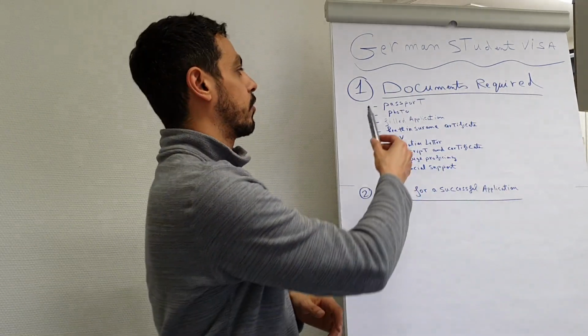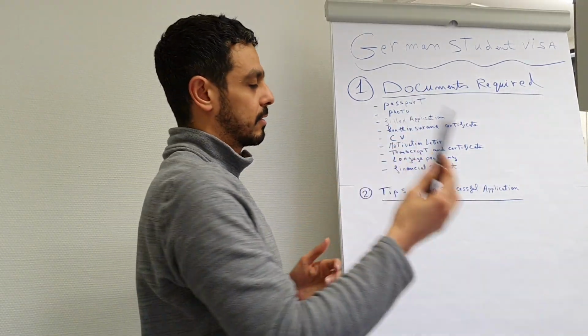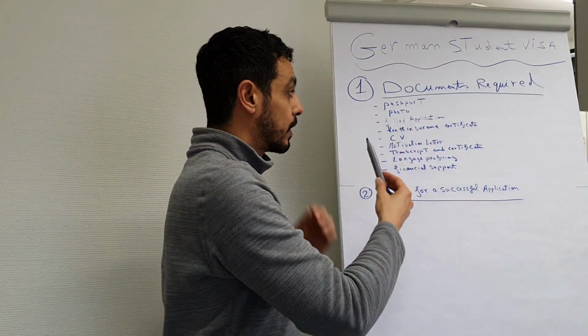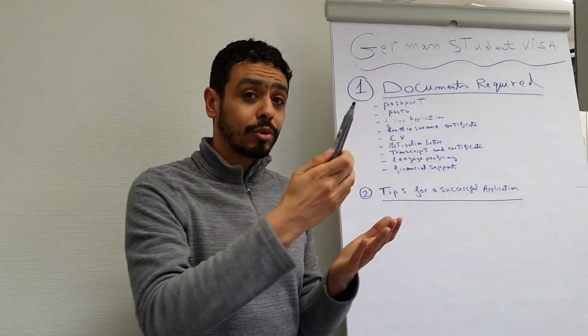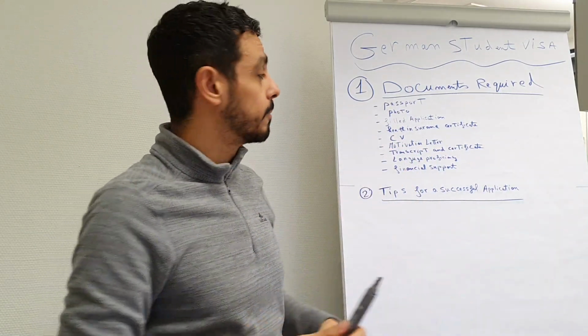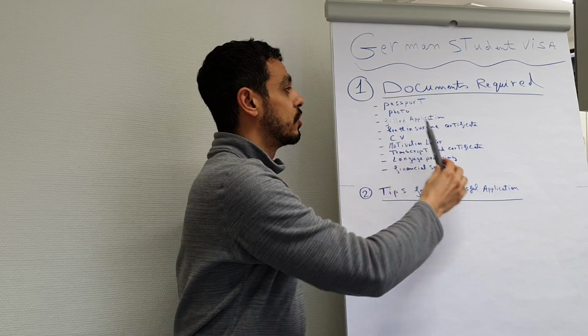So let's start. First, of course, you need your passport. This is something trivial. You need your photo. Of course, you need your application: download the application, fill it completely and sign it. You need a health insurance certificate.